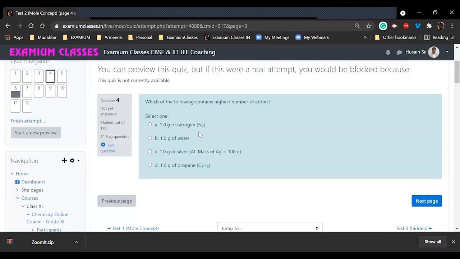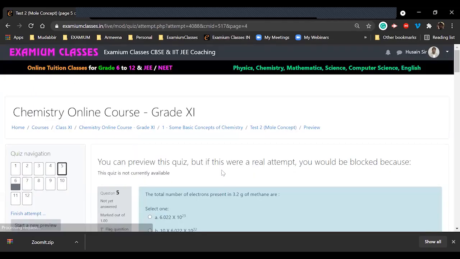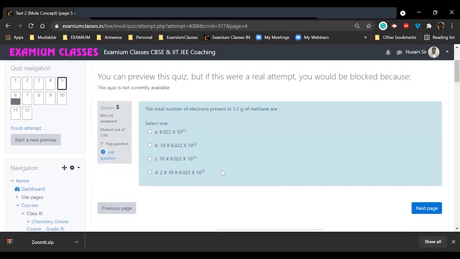Now the next one. The total number of electrons present in 3.2 gram of methane. This one I think is easy. Most of the students have done it correctly, but still if you have any problem, let me know. You need to calculate number of electrons. So you will get in one molecule how many electrons are there in methane. Carbon has 6 electrons, hydrogen 1 electron, but there are 4 hydrogens in methane, CH4.